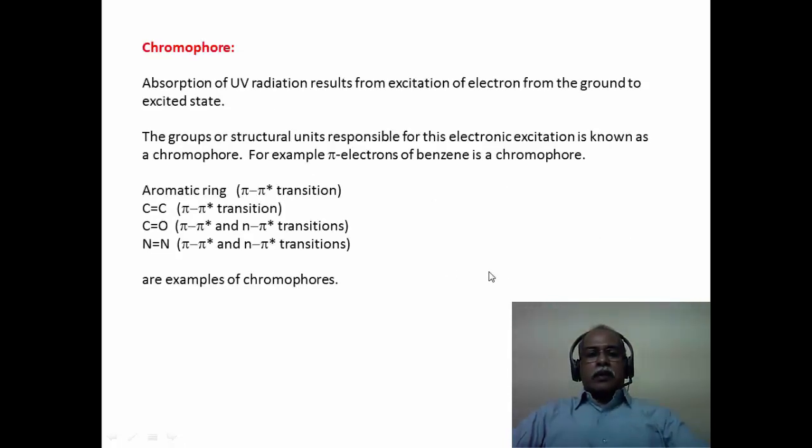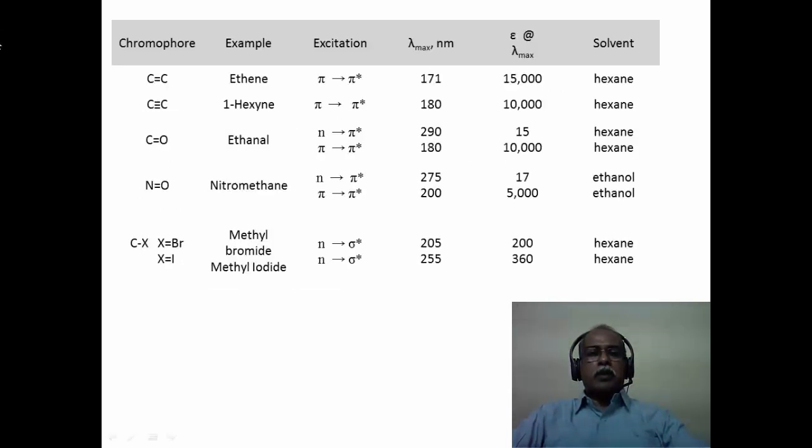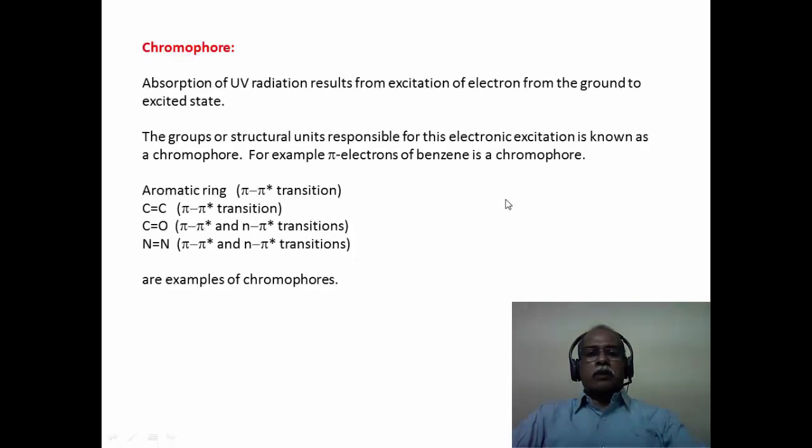Now let us go into certain definitions that are used in ultraviolet visible spectroscopy. Absorption results from the excitation from the ground state to the excited state. There are certain groups and structural units which are responsible for the electronic excitation. All these groups which are responsible for the electronic excitation are called the chromophore. If you take benzene, benzene has a lot of pi electrons, and these pi electrons are the ones that are responsible for the electronic transition. So the pi electrons of benzene are a chromophore by themselves.